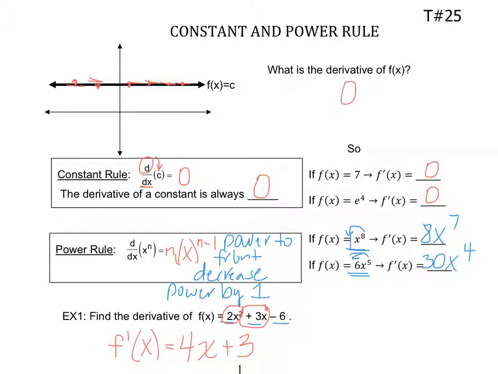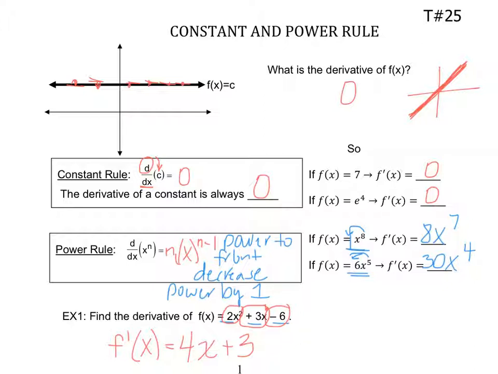You can also think of it, again, if you have 3x, that's a line like this. Remember, that is a constant slope of 3. So the derivative of 3x is just 3. Then I look at the negative 6, but we know that the derivative of any constant is 0, so that just drops off. So my derivative is 4x plus 3.